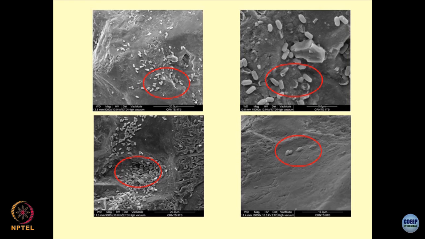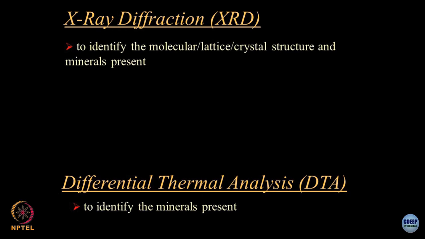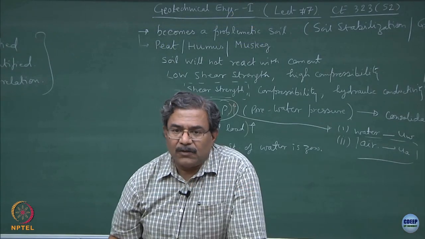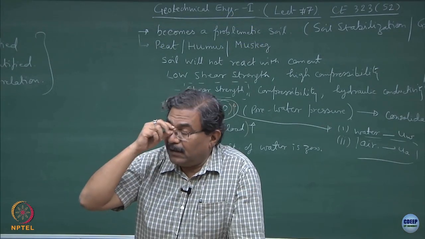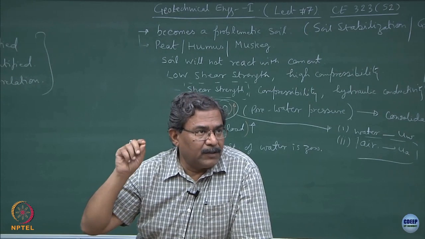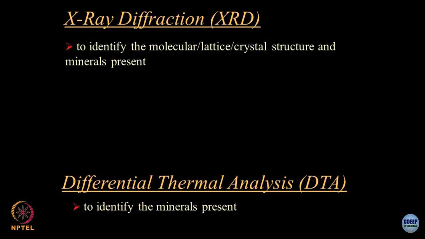Why failure has occurred. Then comes the X-ray diffraction, because you must have noticed that most of the minerals have an elemental composition and they are oxides mostly, SiO2, Al2O3 and so on. So, the question is, how are you going to find out the oxide composition of the soils? So, this is what is done with the help of X-ray diffractometers. We call them X-ray diffraction analysis, XRD analysis.